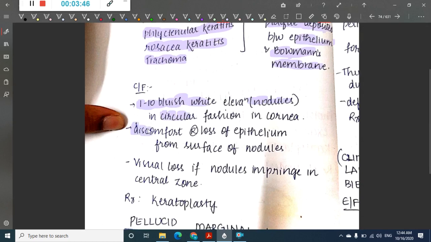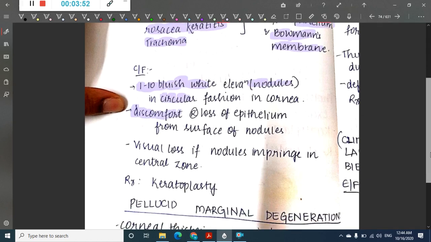It causes discomfort because of the loss of epithelium from the surface of the nodules, and it also causes visual loss. If the nodules are seen in the central portion, then this causes visual loss. Then the treatment is you can do keratoplasty.